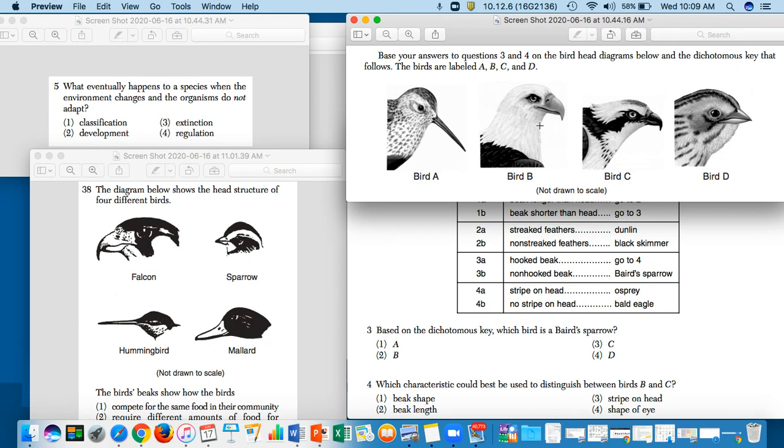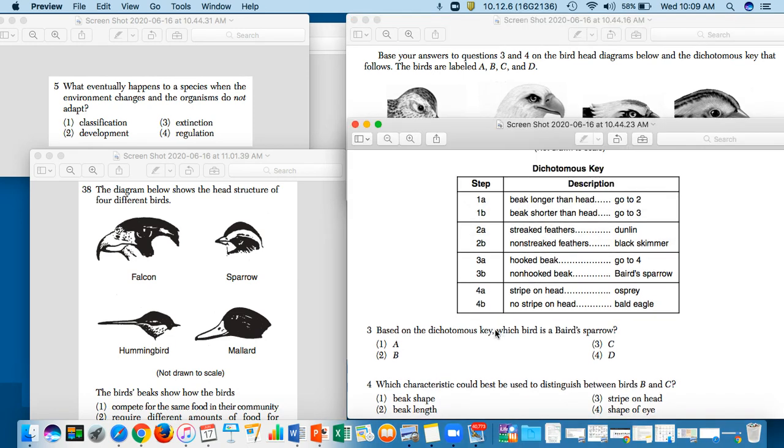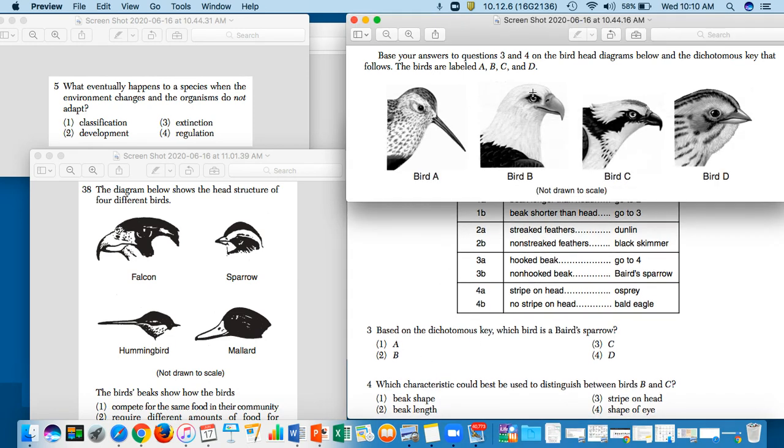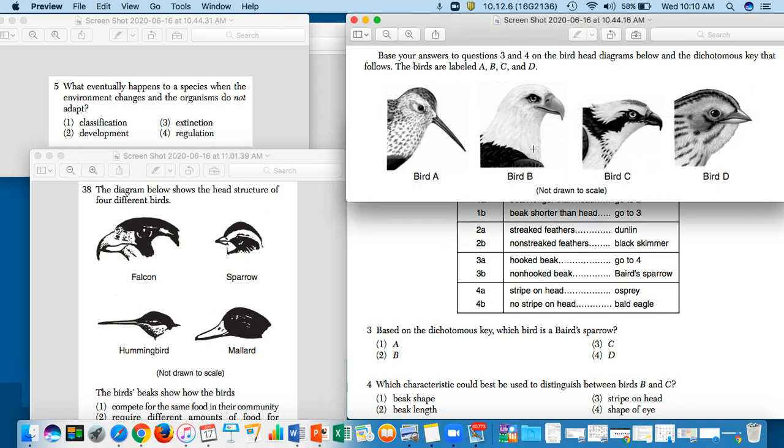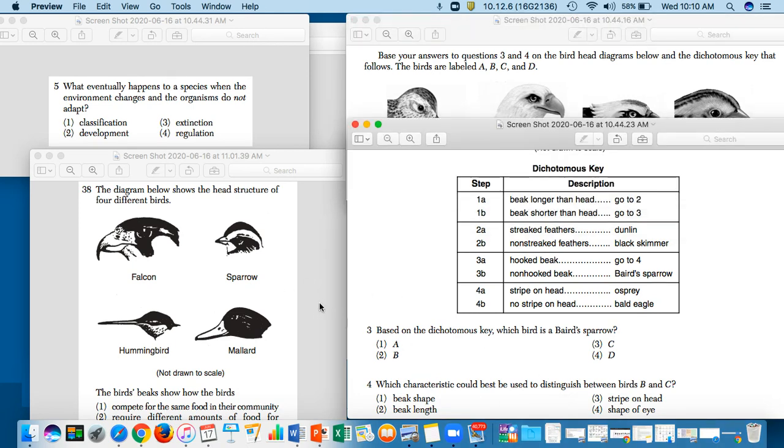This is an American bald eagle. Beautiful, beautiful eagle. All right. Anyway, there are two birds that are very similar. And for number four, you're supposed to decide which characteristic could best be used to distinguish between birds B and C. So B and C, which characteristics? Okay, so you have all these options. I'll let you do that.